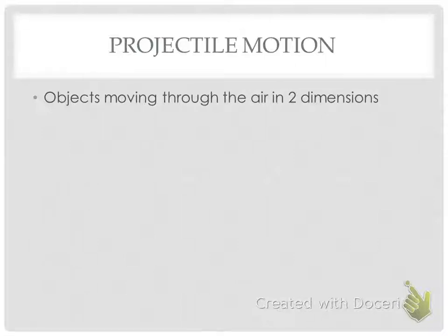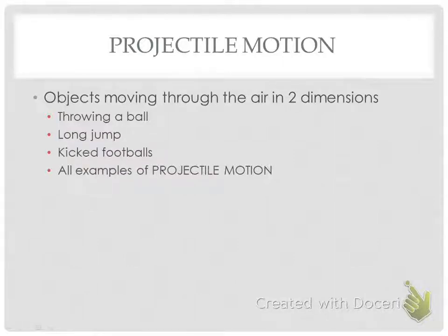Launched projectiles is the second. That's where something leaves the ground, right? So a ball that you kick from the ground is going to leave the ground at an angle, go through the air both vertically and horizontally, and land, okay, somewhere far away from you. Okay. So two dimensions, throwing a ball, long jump, kicked footballs. All of these are examples of projectile motion. Okay. Anything that moves freely through the air in both horizontal and vertical dimensions is considered a projectile motion.